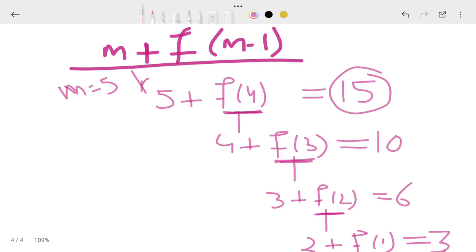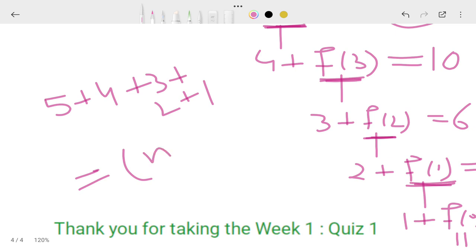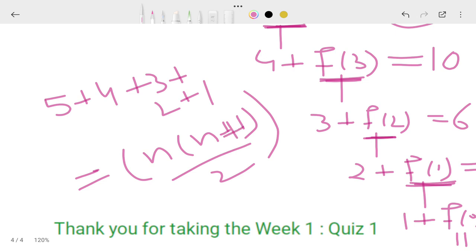Actually, what is this 15? See here. 5 plus 4 plus 3 plus 2 plus 1. This is the sum of the natural numbers, and this is n into n plus 1 upon 2. Okay, this is the final answer.